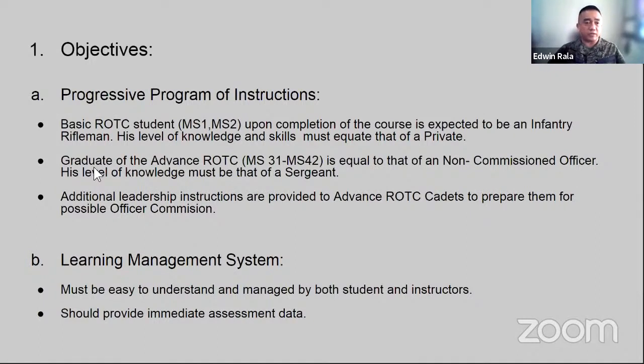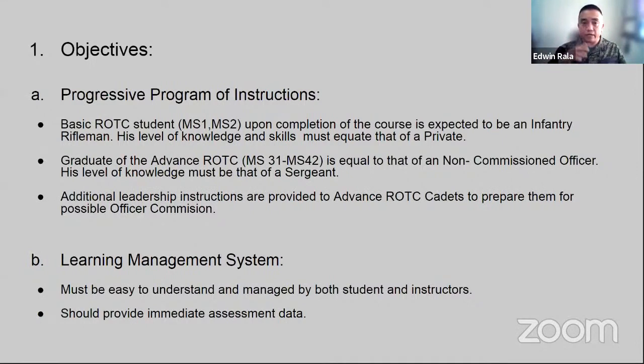For advanced ROTC, whose courses are Military Science 31, 32, 41, and 42, graduates are equal to a non-commissioned officer, or NCO, or sergeant. Their level of knowledge must be that of a sergeant. In addition, those taking advanced ROTC are given leadership instruction to prepare them for possible officer commission in the future. We do this because the reserve component of the AFP is a mirror organization of the regular force.